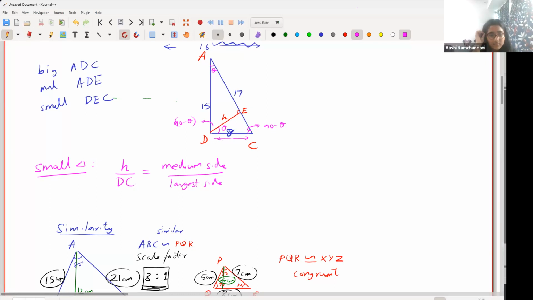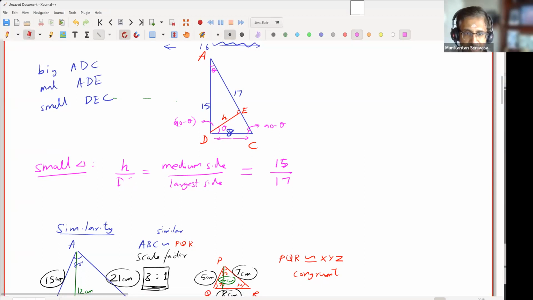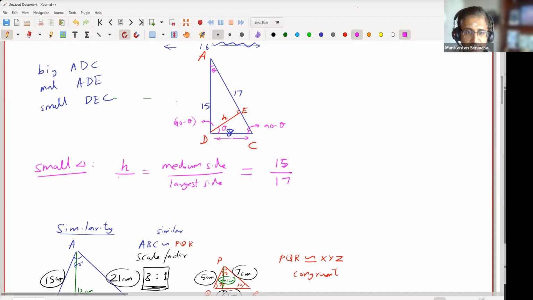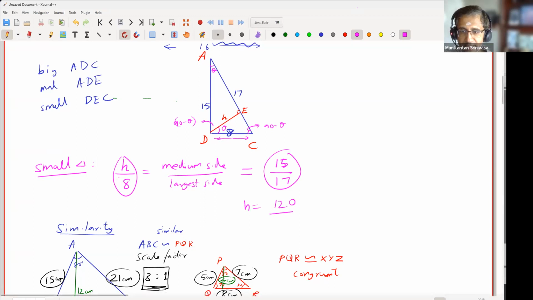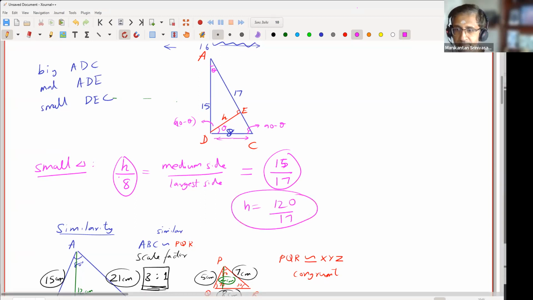Okay. Ashi, can you help me complete? What will this ratio be equal to as far as the big triangle is concerned? Which will be the medium side and which will be the large side? The 15 will be the medium side, 17 will be the large side. Exactly. So 15 by 17 is this, and H by DC, DC is 8. So H by 8 equals 15 by 17. Cross multiply, H is 120 by 17, which is exactly the same answer that we got.